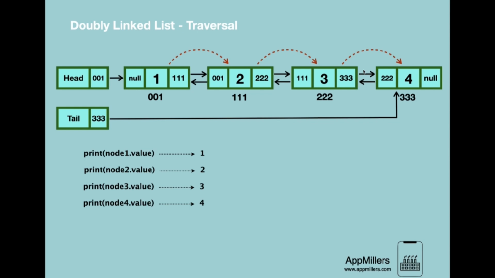Here we are looping through double linked list until we reach the last node. So how do we know that this is the last node? We know that the last node's next reference points to null. So when we reach here, we stop over here.